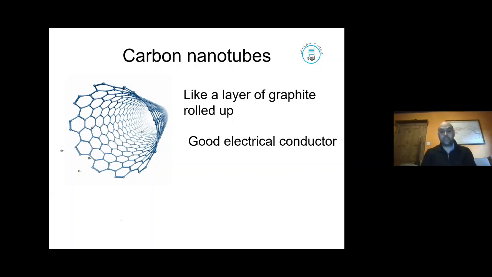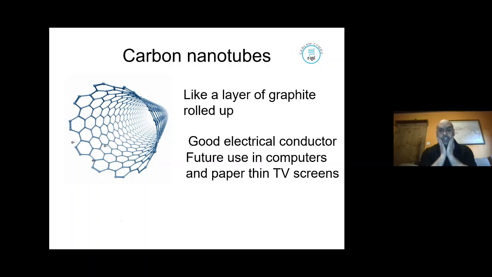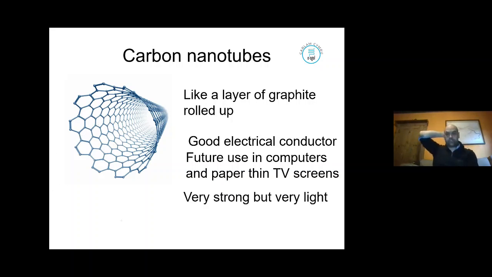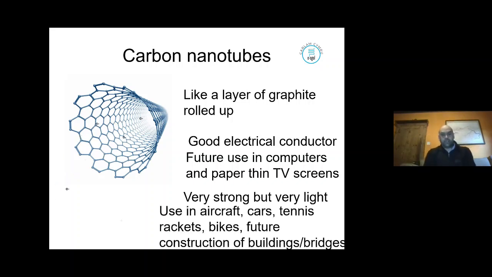I say good electrical conductor, and that means future use in computers and paper thin TV screens, also solar cells as well. And the structure, this tube structure of hexagons, makes them very, very strong, but also very light in comparison to similar strength materials. That gives them particular uses, which we'll look at in a minute. So we've got aircraft, cars, tennis rackets, bikes, and future construction of buildings and bridges. We're not using them at the moment in buildings and bridges because they're too expensive to produce, but we're not far off from actually incorporating them into those materials.